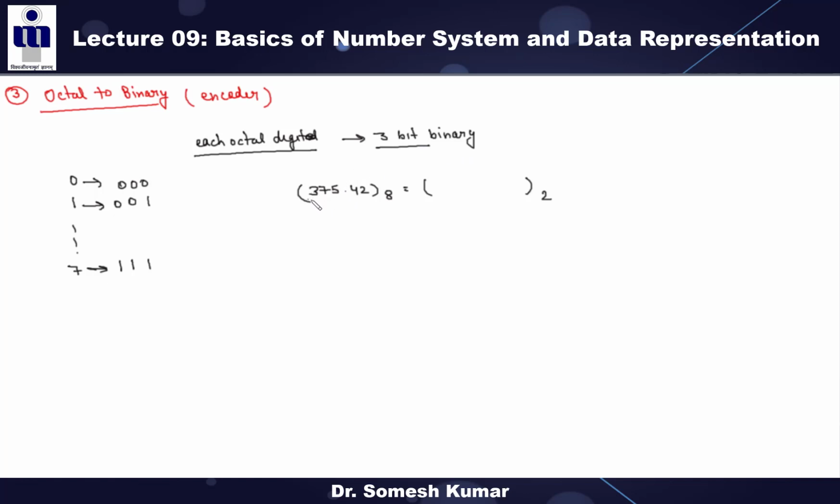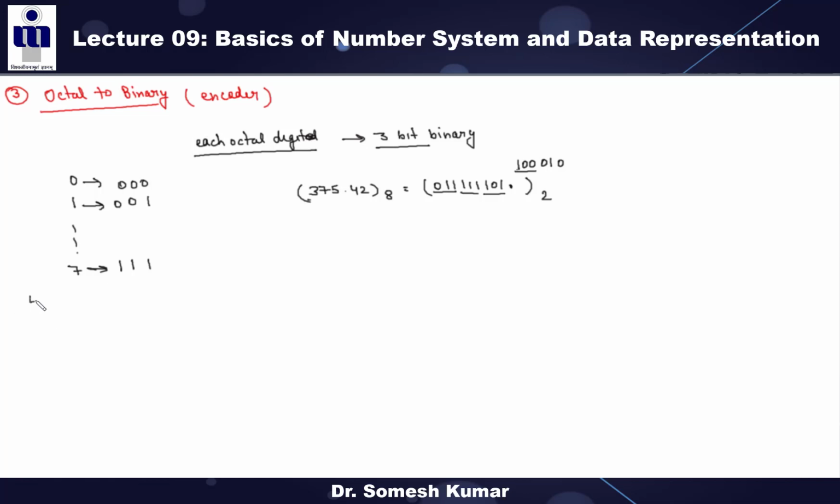So how can 3 be represented in binary? 011. How can 7 be represented in binary? 111. How can 5 be represented? 101. And for the number 42, how can 4 be represented? 100. And how can 2 be represented? 010. Right? This is the binary of this octal. Clear?